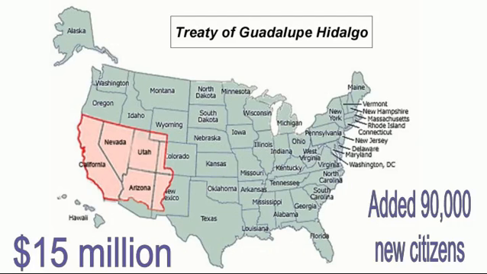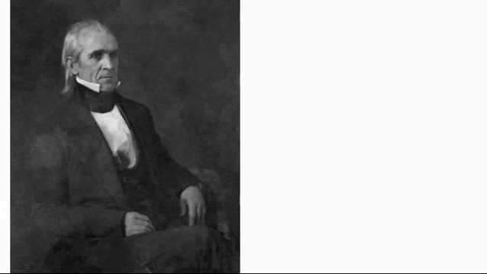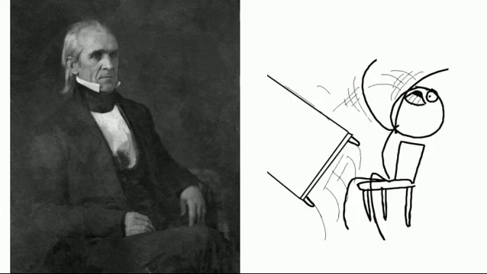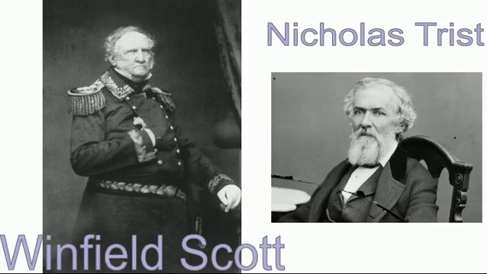In fact, Polk is so flippin' angry that he sends Winfield Scott, the head general of the U.S. Army, to go and arrest Nicholas Trist for treason. He arrests him, attempts to execute him. The execution is denied, and instead he spends the rest of his life in prison for treason because he gave Mexico a break.